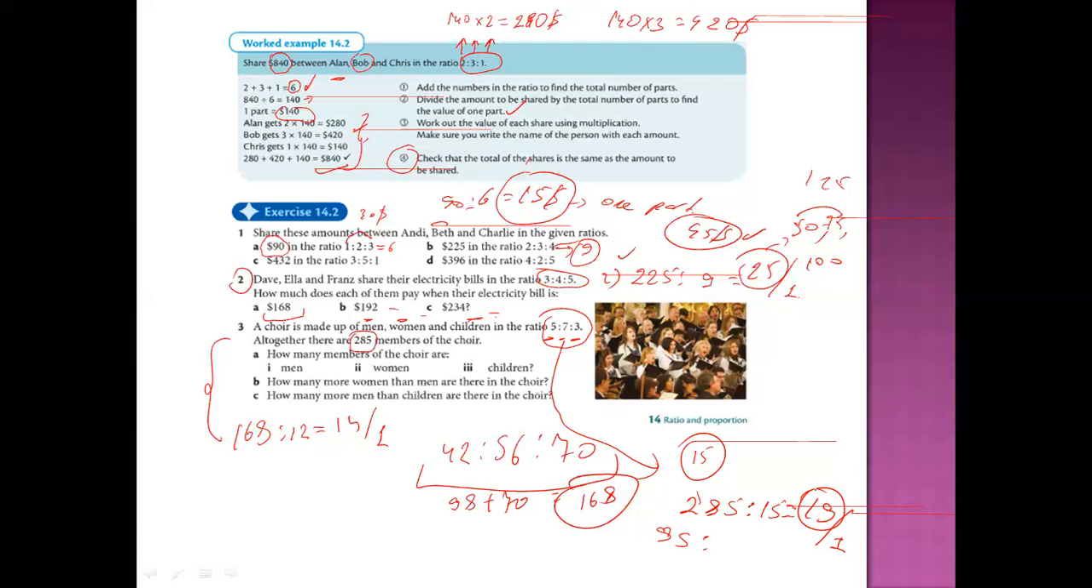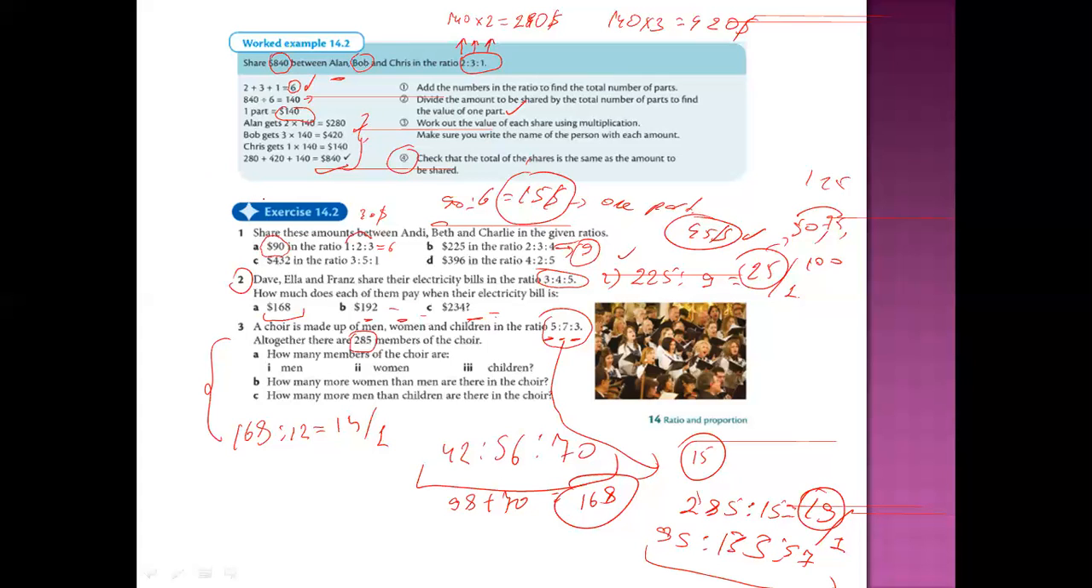So if it was 20, then the answer was 140. 140 minus 7 is 133. Okay. And the last one, 3 times 19 or 3 times 20 is 60. 60 minus 3 is 57. Okay. In the ratio, as you see here, the number of men is 95, the number of women is 133, and the number of children is 57.